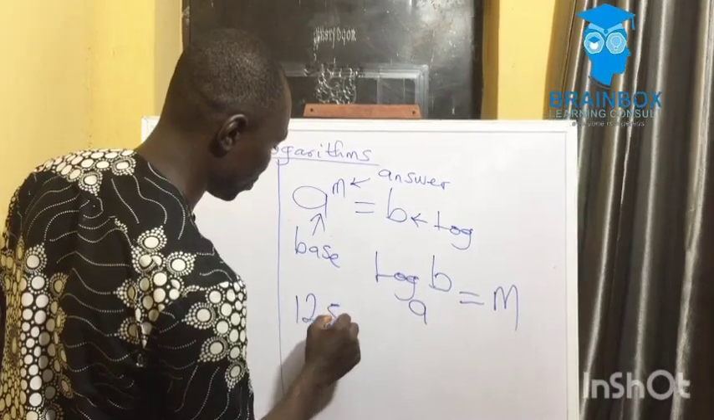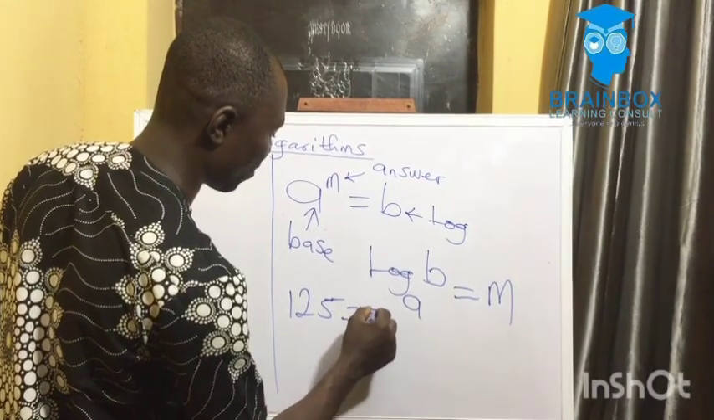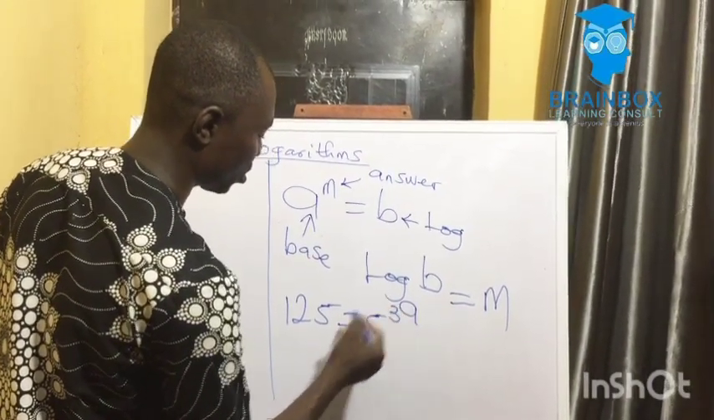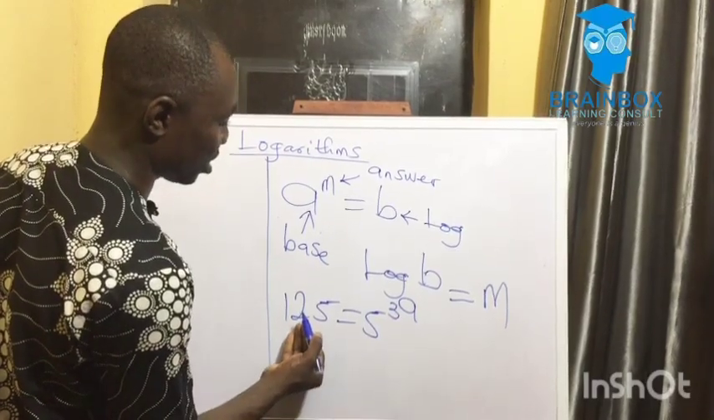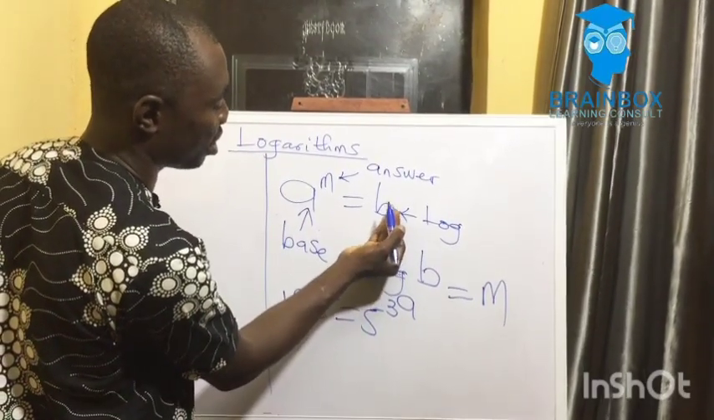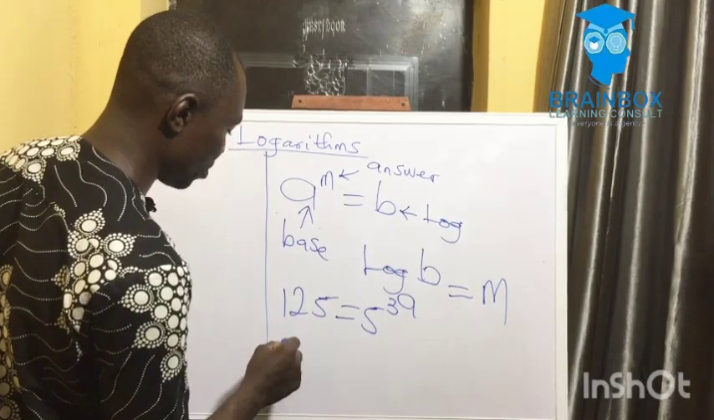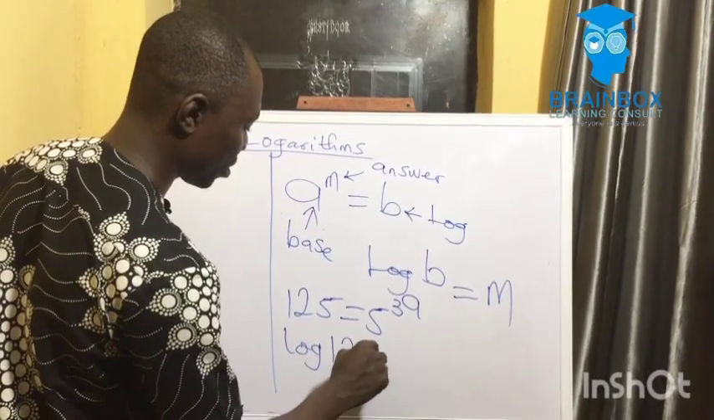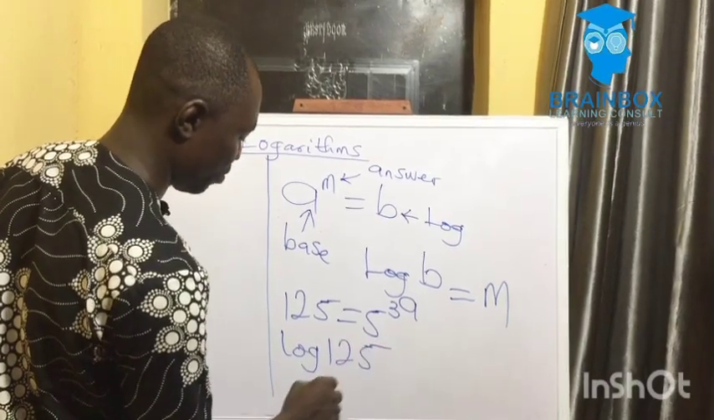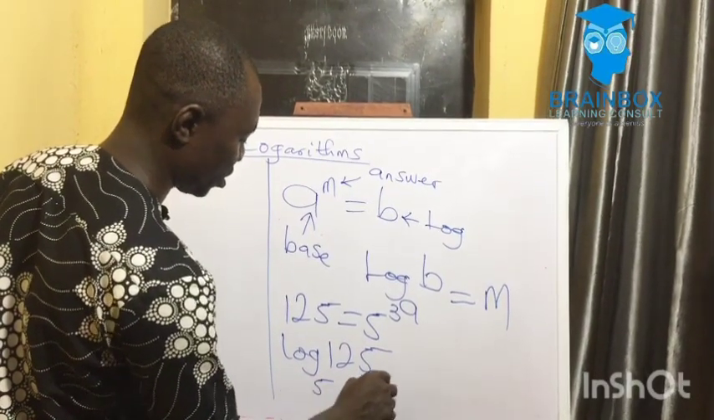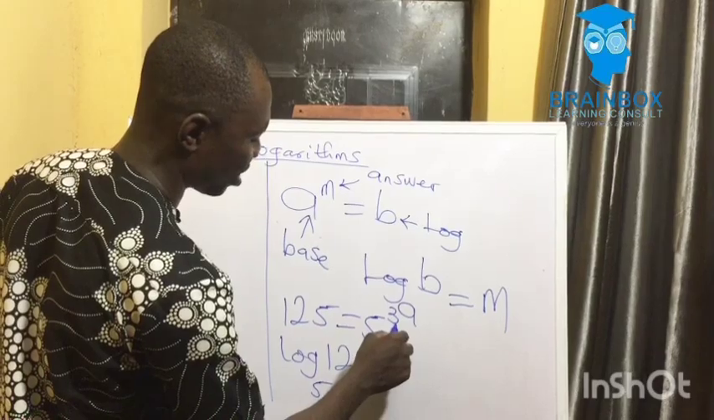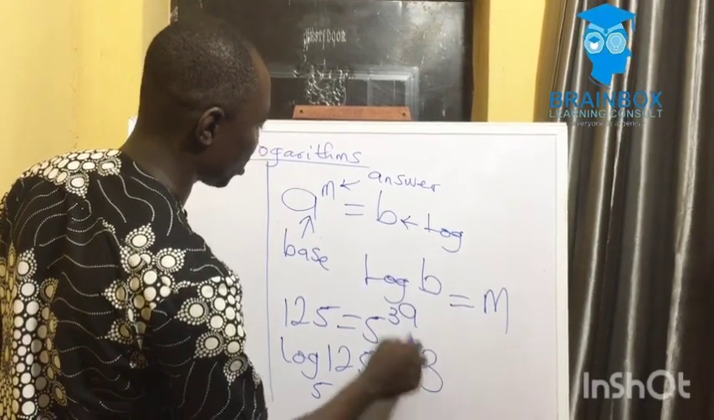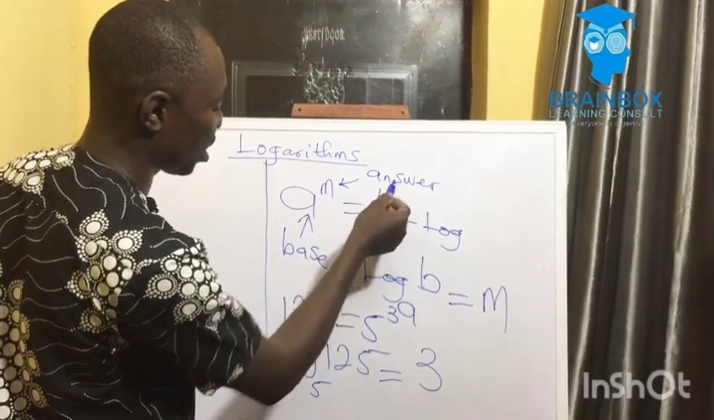125 equals 5 raised to the power of what? 3. So like I said, this is our log. What is standing there is the log. So that will be log what? Log 125 base 5 is equal to what? The power is 3, and that's our answer. The power is 3, that's the answer.